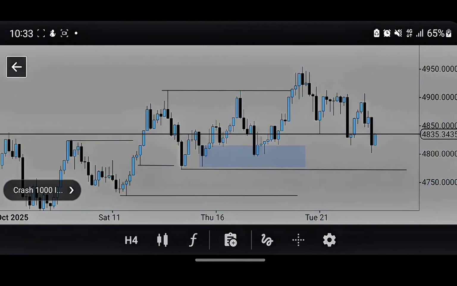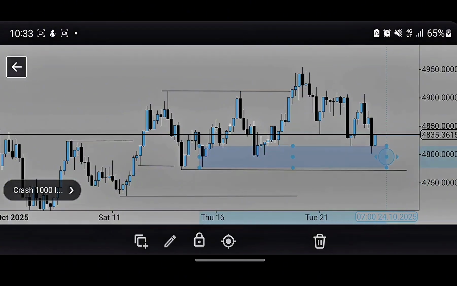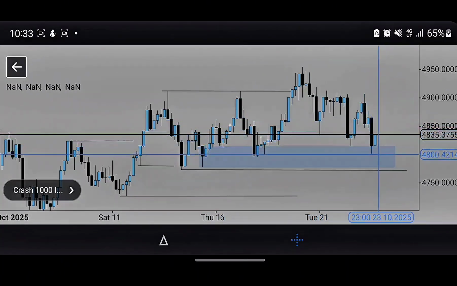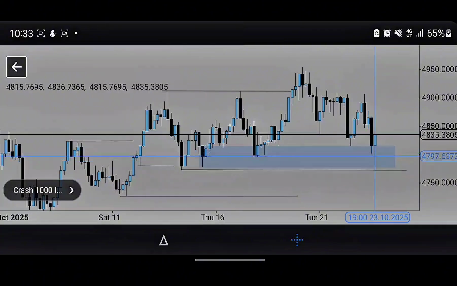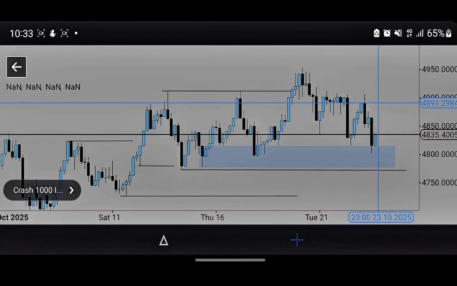Okay, let me just stretch this rectangle out so that you can see it clearly. Right there, we have hit the level again right around there. So as of right now, price is probably bound to go higher. We will obviously get to this level here, this 4-hour level, okay?